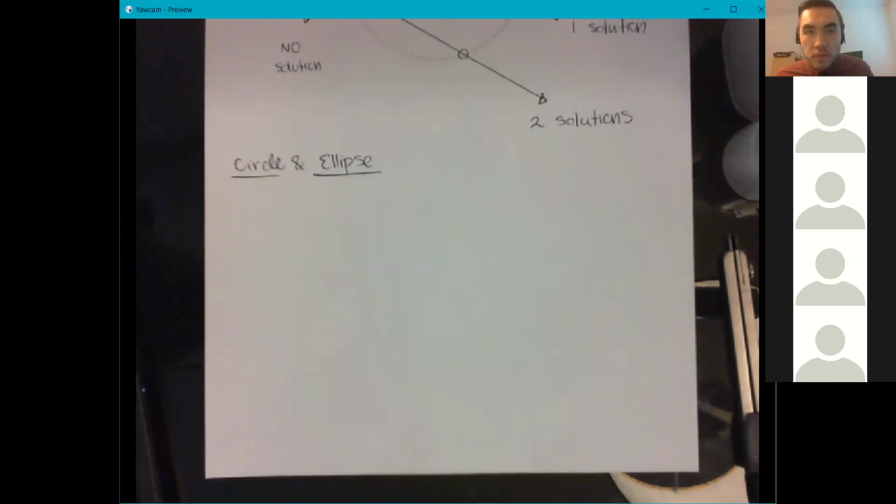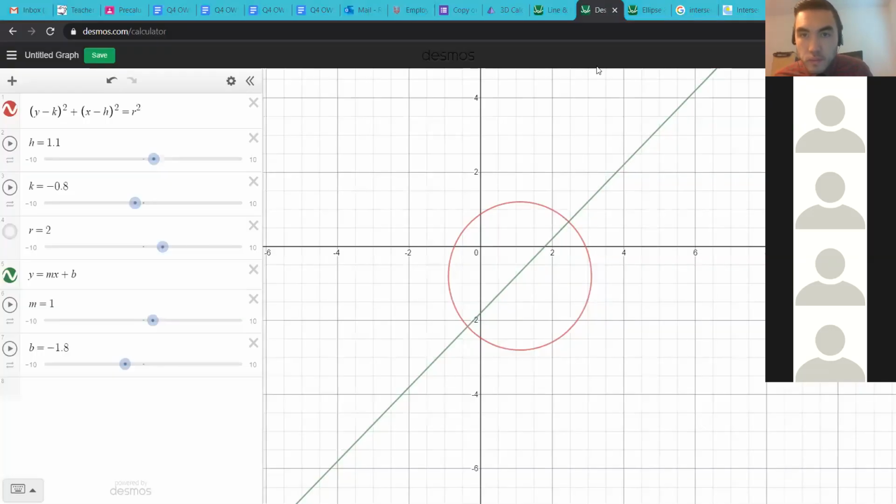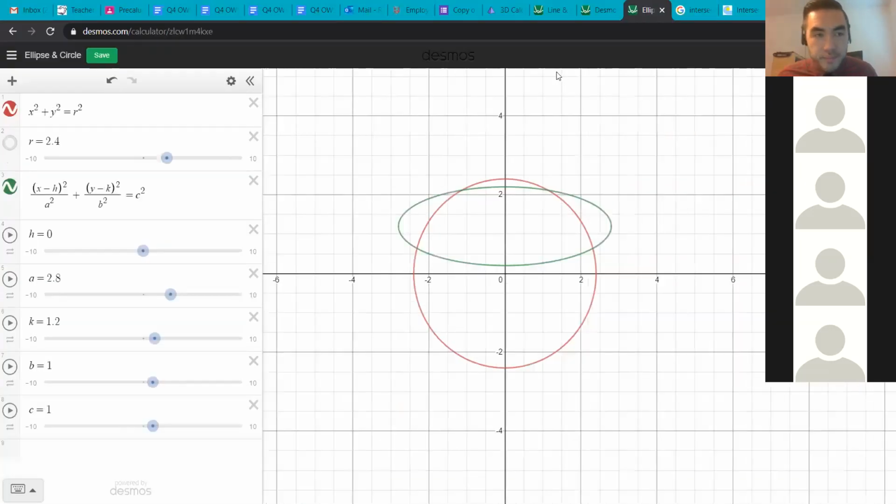So again, let me toss us back to Desmos and take a look. Okay, so here I have an equation of a circle, and this circle is locked on the origin.